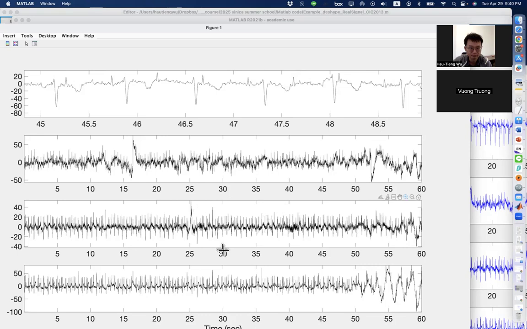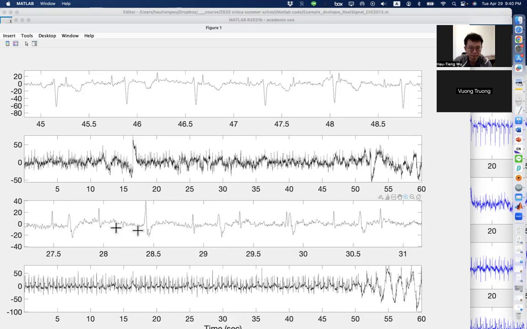You can take a look at other channels. You can see, look, it's more difficult to identify which one is which, because the fetal ECG becomes larger here.